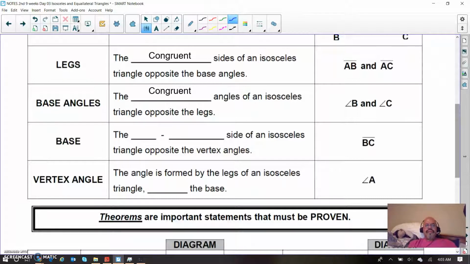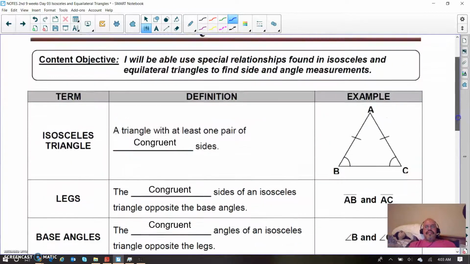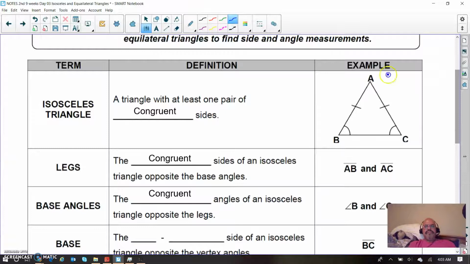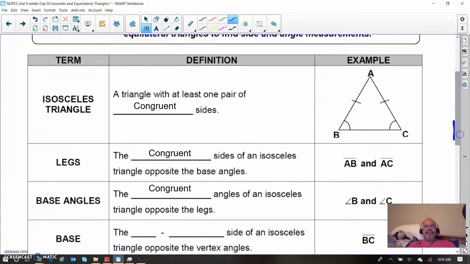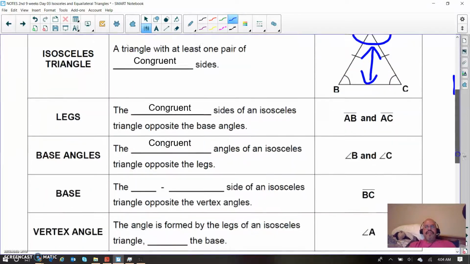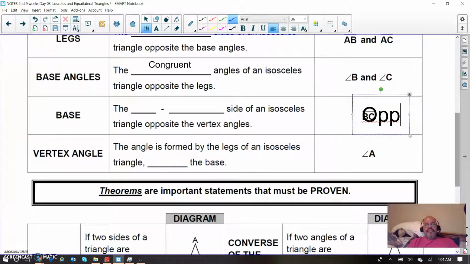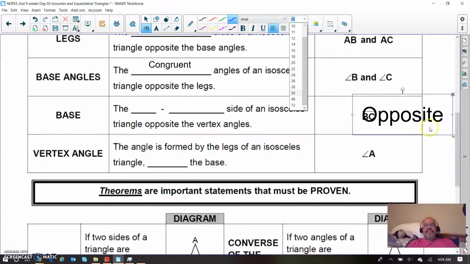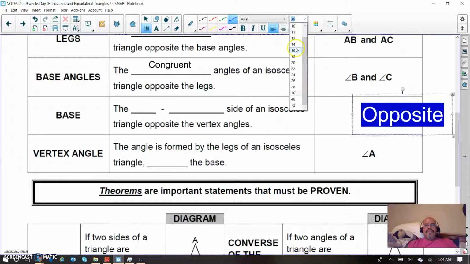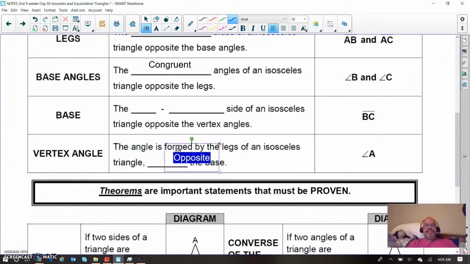Vertex angle is the angle that's not congruent to the other two angles. Well, we don't know if that's always true, because sometimes the triangle is equilateral, so you'll get an angle that's equal to the others. But in this particular case, this angle is opposite the base. Let me write that. It's kind of funny how it doesn't want to change. Change that back to 16. So it's always opposite the base.